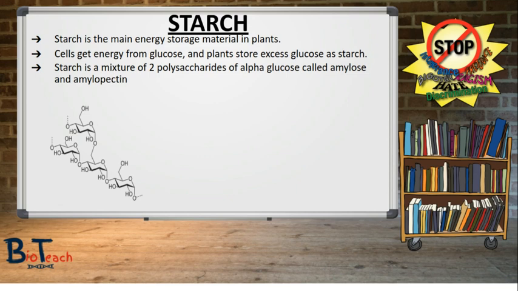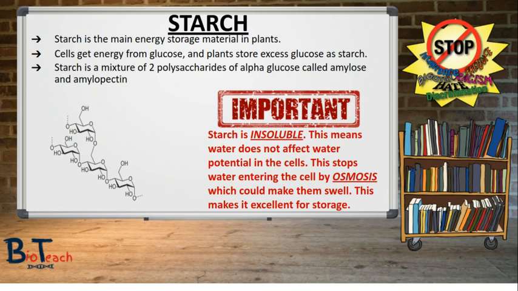The key point here is about the insolubility of starch. As it is such a large molecule, it is known as being insoluble. This is a good feature to have as it does not affect water potential in the cells. This basically means that water cannot enter the cell by osmosis in excess and cause the cell to burst, which makes starch a really good energy storage molecule. If you're making notes as we go along, I'd highly recommend that you pause the video right now and write this point down.